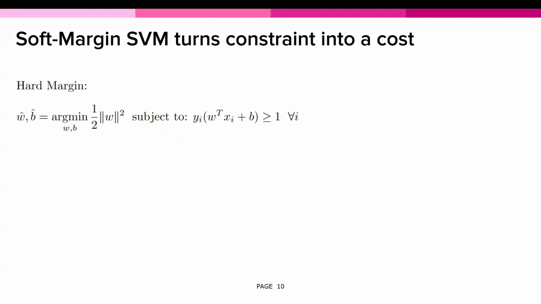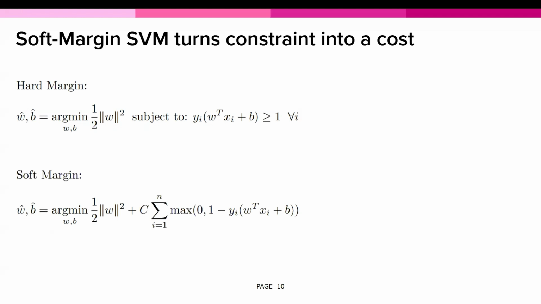This is going to allow for misclassification or margin violations. So we no longer require everything to be perfectly classified with some margin. Instead, we're not going to have any constraints anymore, like in the hard margin. We're going to introduce a penalty term. That's this term here. This is going to count the extent to which each point falls on the wrong side of the margin or is misclassified, and it's going to do this through a max function.